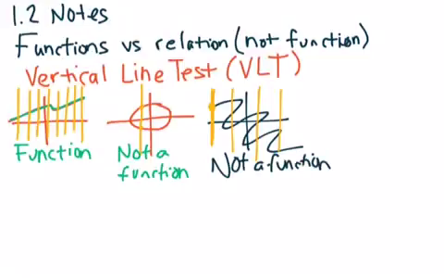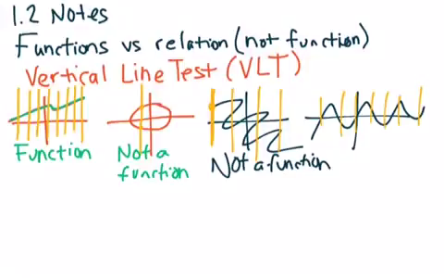Or if we had something like this, so it looks kind of crazy, but is there a vertical line that you could draw anywhere on that where it would cross more than once? No, so that means that no matter where we draw the vertical line, it is a function. So I want you to sort through your graphs right now and sort them according to function and not function.